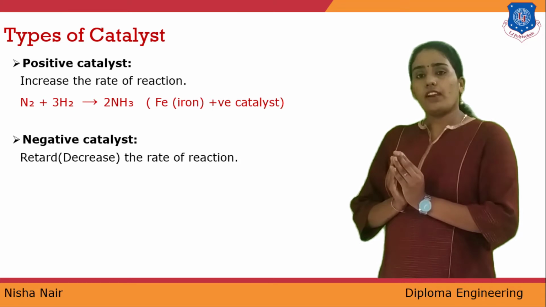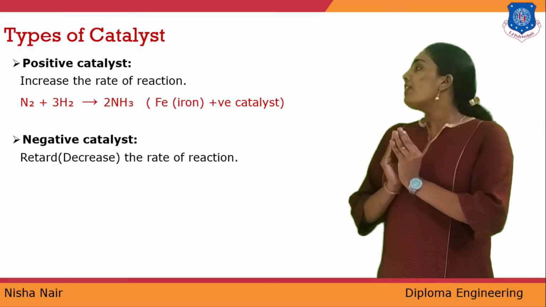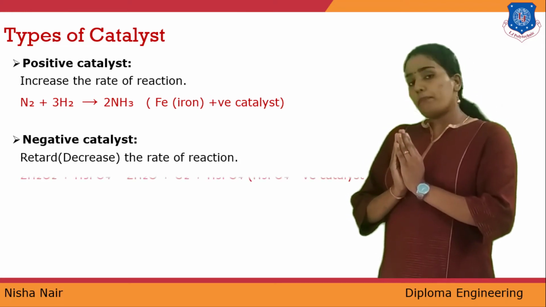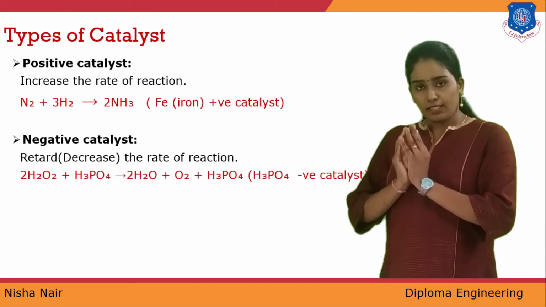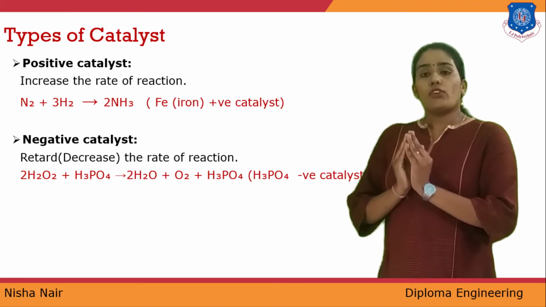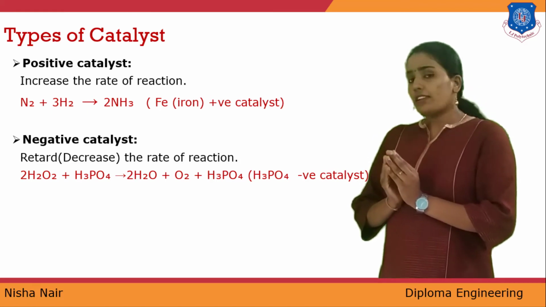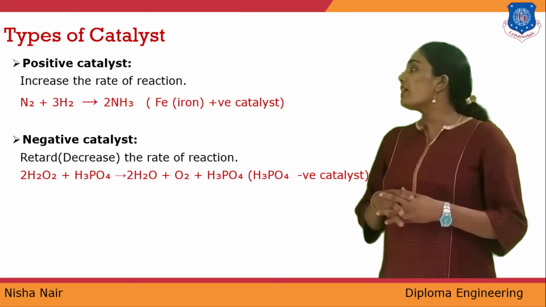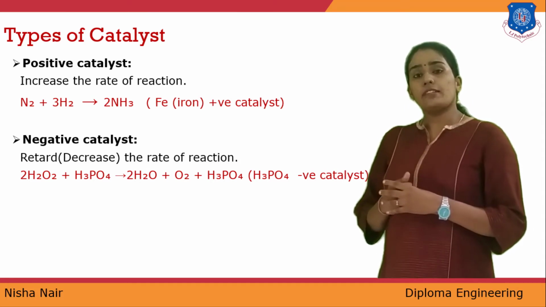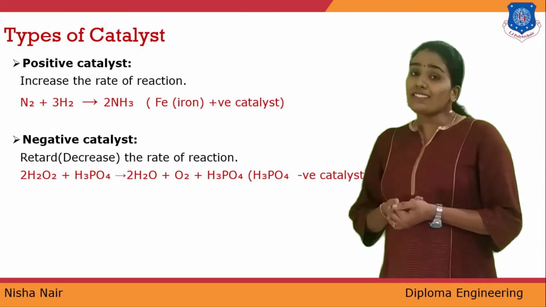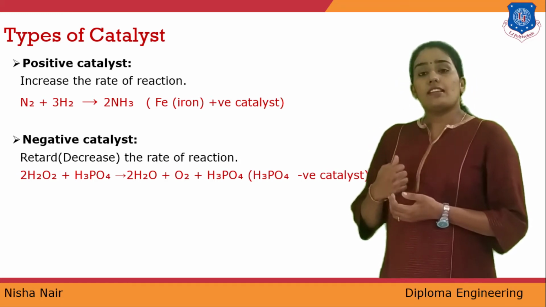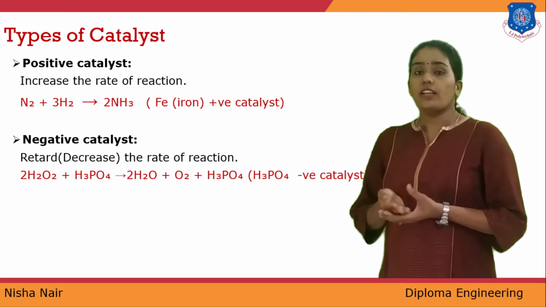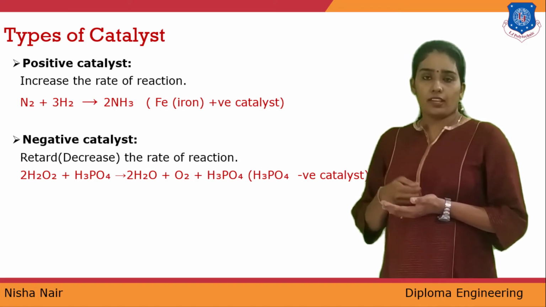For example, hydrogen peroxide decomposes to form water and oxygen molecules, but if phosphoric acid is present in hydrogen peroxide, it will retard the reaction. It will just stop the formation of water molecules and oxygen gas. So here phosphoric acid is a negative catalyst. Why is it a negative catalyst? Because it is decreasing the rate of reaction. So positive catalyst means it helps to increase the rate of reaction. Negative catalyst means it will retard the reaction rate.